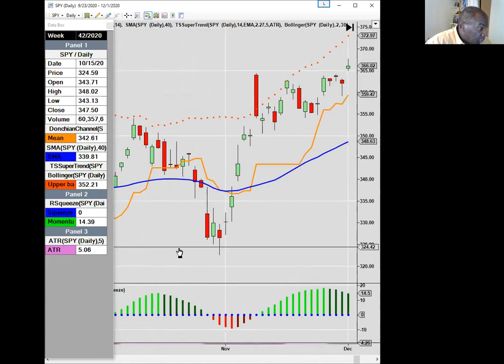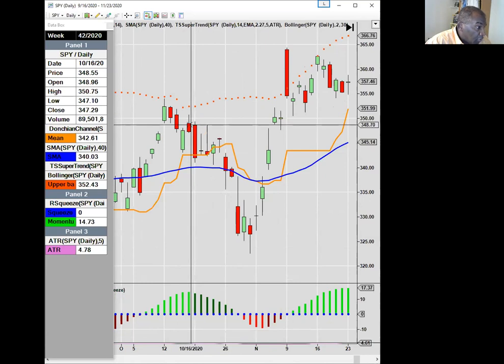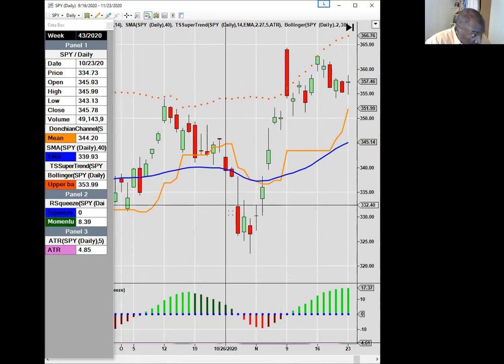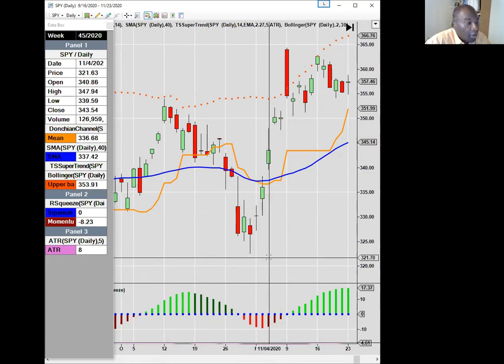Orange line crosses above the blue line. We buy our call options the next morning. It goes against you for several weeks. You don't care. That is why we don't use hard stops when we're just buying calls and puts. That's the benefit and the power of just buying calls and puts. We don't have to have a hard stop, as long as you have good risk management.